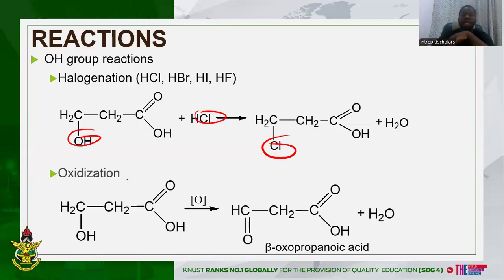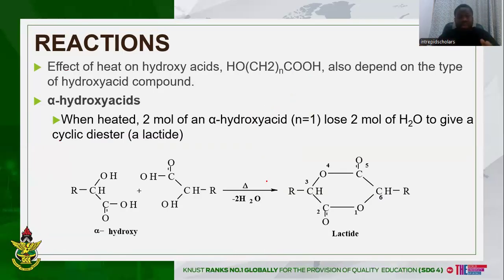Very simple. Now we can also undergo an oxidation reaction, right? This oxidation reaction will further oxidize the OH group to a carbonyl. This should be strong oxidation. What we have formed here is what we call a keto acid. We will talk about it in the next video, not this one. So that will be everything for the hydroxy acids when it comes to the reaction of the OH part.